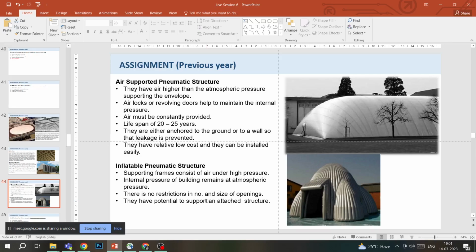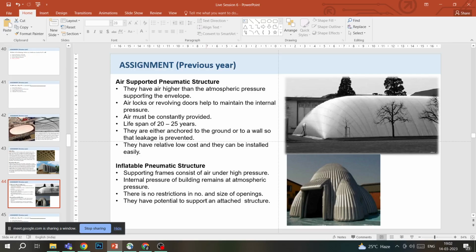The lifespan of these kinds of structures is usually 20 to 25 years. They are either anchored to the ground or to a wall so that leakage of air is prevented, because you have to maintain the pressure. So you have to make it leak proof. You have to make sure that there is no leakage happening here. So it is anchored to the ground usually, or to a wall, so that leakage doesn't happen. They have relatively low cost and they can be installed very easily in any place, compared to other kinds of structures.